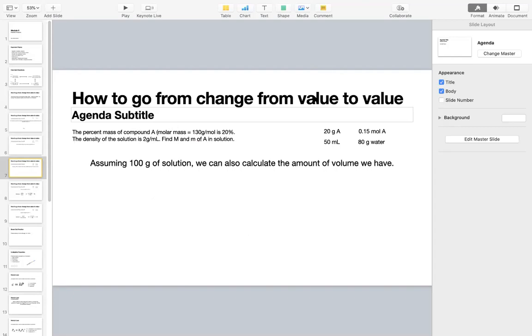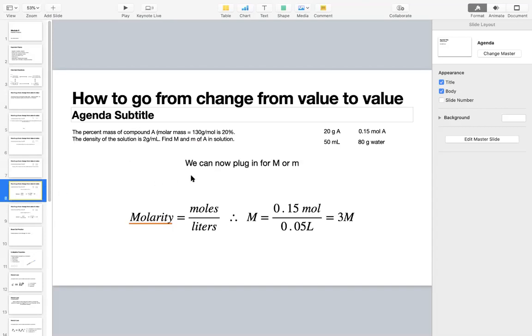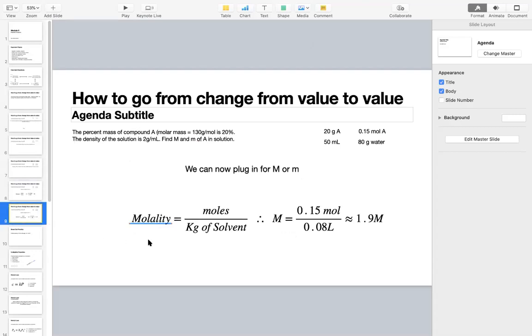The next thing we can do is plug in for either molarity or molality. In this case, we went with molarity first. Molarity equals moles per liter. Therefore, molarity equals 0.15 moles divided by 0.05 liters, and we get 3 M, 3 molarity, 3 molar.